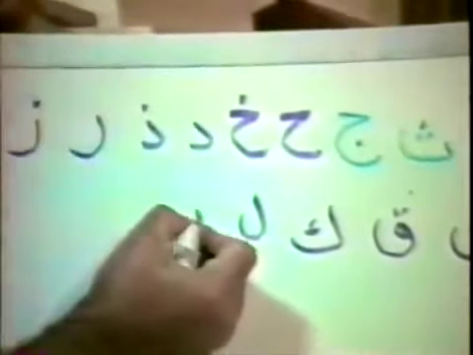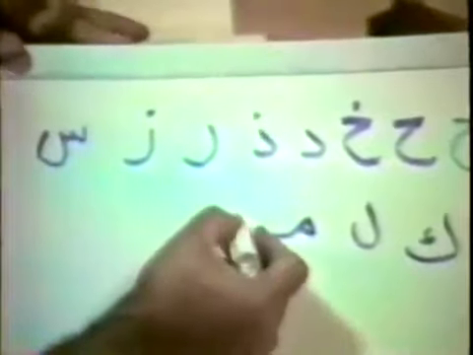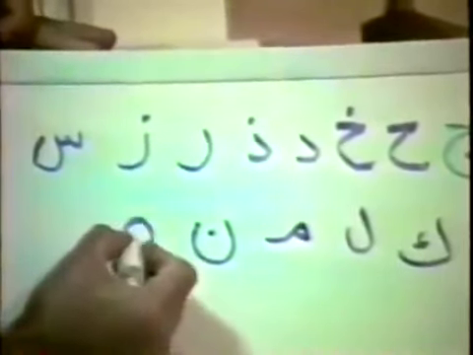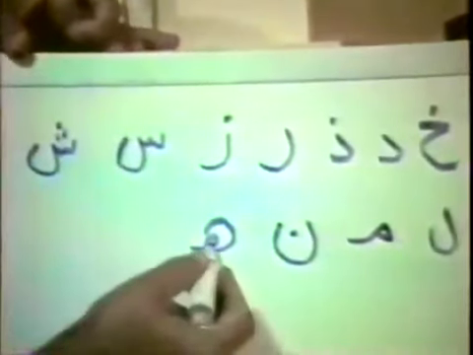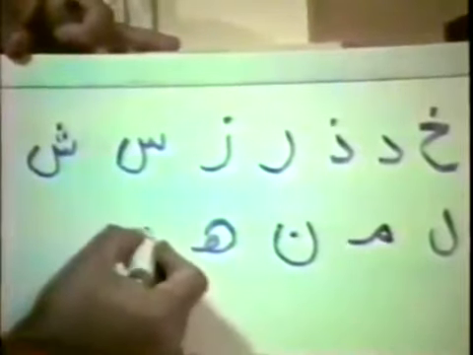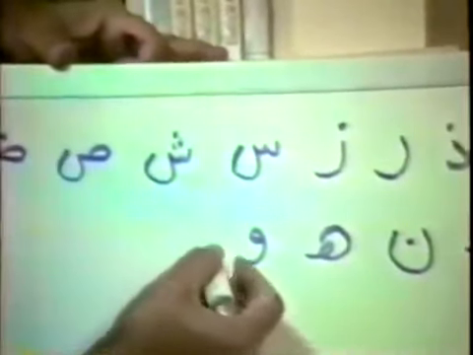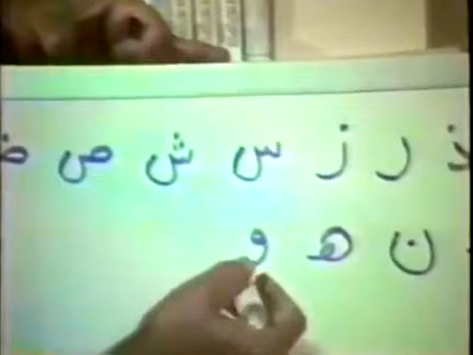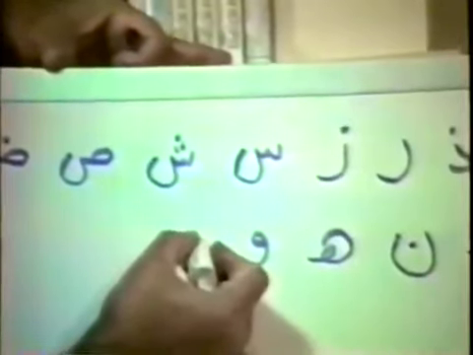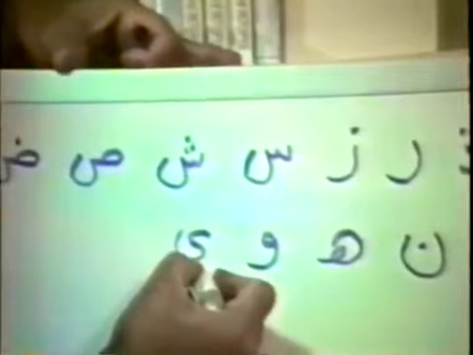Next letter is Mim. Mim. This is the equivalent to M in English, as in Mary. The next letter is Noon, equivalent to N, as in Nancy. Next is this He, Ha, H as in Harry. This is the letter Ha. Next is the letter Waw, just like a large comma, which is equivalent to the English W. And finally, the last letter is Ya, equivalent to Y.